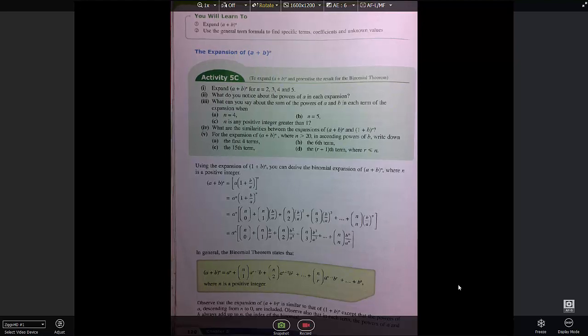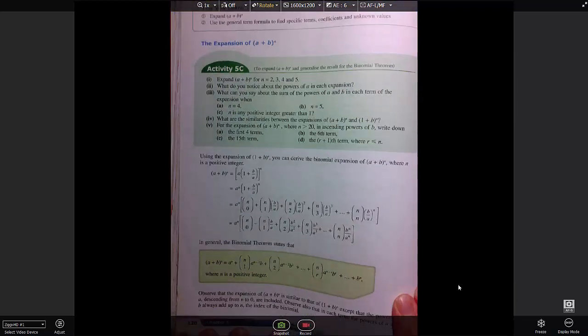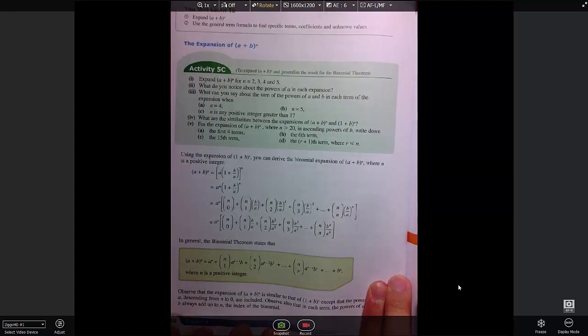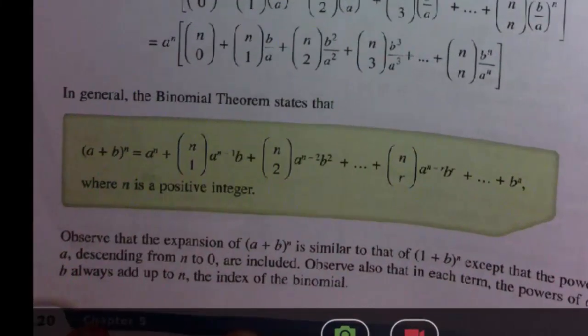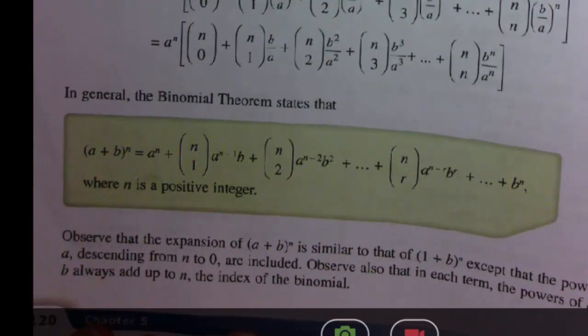Okay, today we're going to do chapter 5.2, the binomial expansion of (a plus b) to the power of n. And the two formulae that you need to know is this one, (a plus b) to the power of n, this whole long thing there. Don't worry, later I'll show you how to apply this formula.